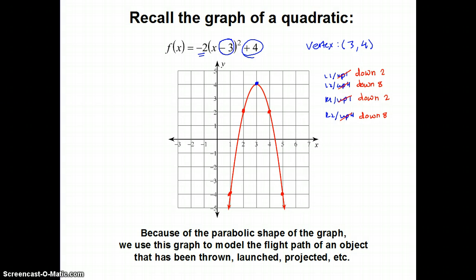Because of the parabolic shape of the graph, and parabolic simply means this U shape that it takes, we use this graph to model the flight path of an object that has been thrown, launched, projected, etc. So you can kind of picture the object going up to its maximum height and then falling back down to the earth.